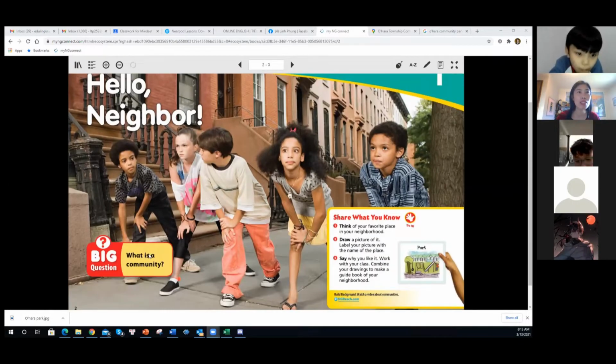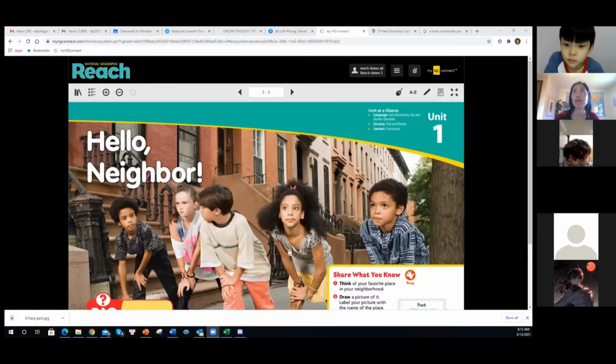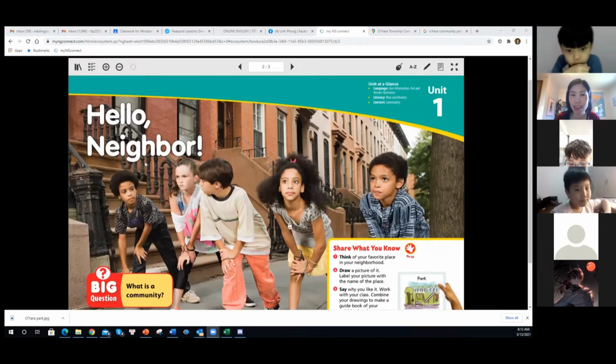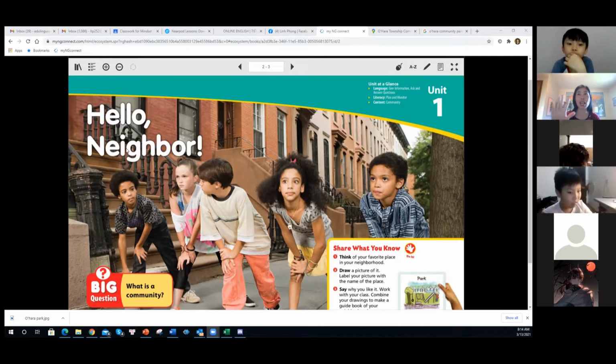The topic of this unit is, let me see, the topic is Hello Neighbor. Okay, we are talking about neighbors. Can you read up to me, neighbor? Neighbor. Very good. The stress is on nay. Neighbor. You can use your hand. Do you want to use your hand? Neighbor. Yes, good.